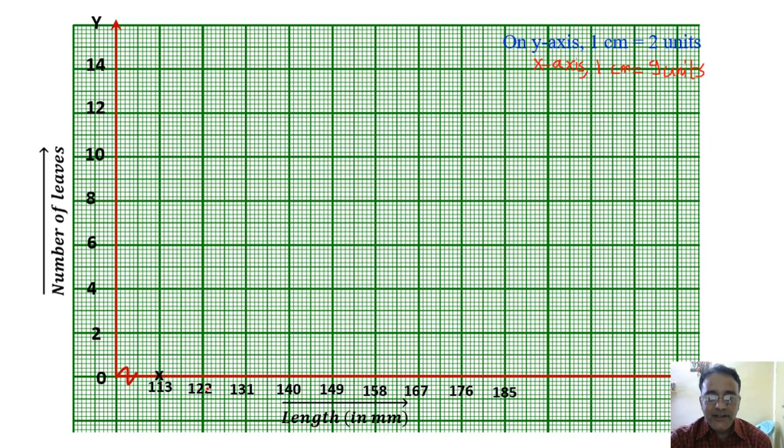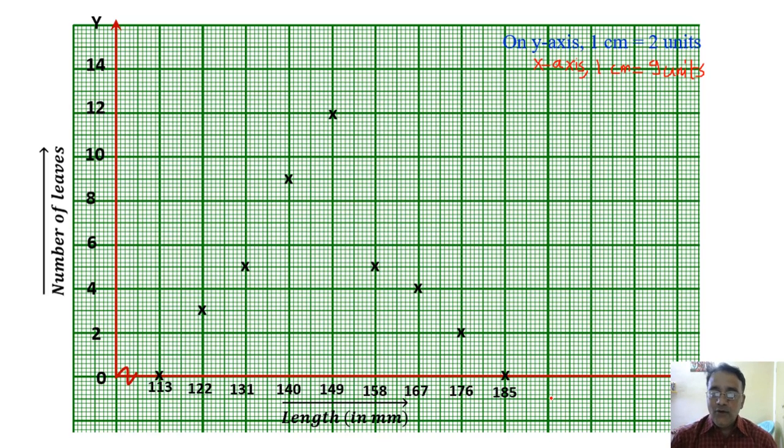Second point, 122 का 3 है, so it will come over here. 131 का 5 था, right? Then 149, so it will come over here. 149 का 12 यहाँ पर आएगा. And 158 का 5 था, right? Then 4, then 2. And the last one we have to take 0. Marking is clear to all of you?